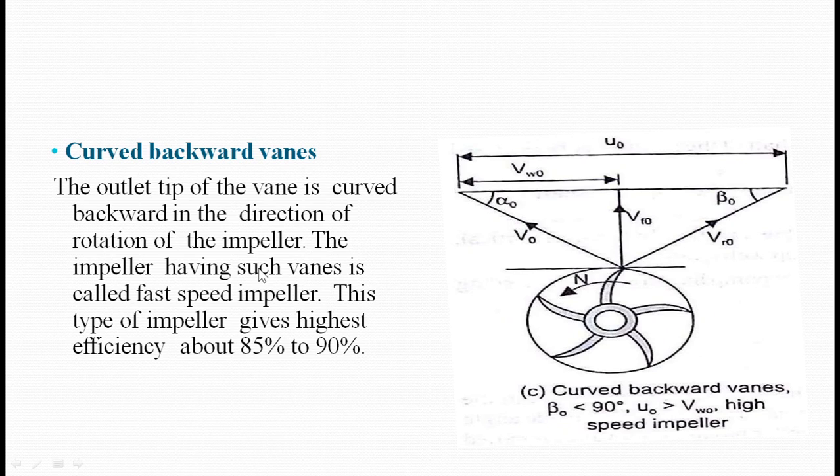And the next one is the curved backward vane. The outlet tip of the vane is curved backward against the direction of rotation of the impeller. An impeller having such vanes is called a fast speed impeller. This type of impeller gives the highest efficiency, about 85 to 90%.